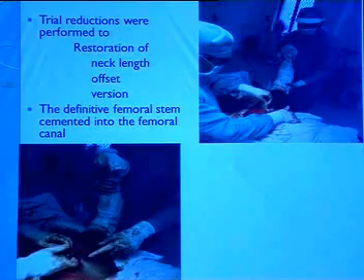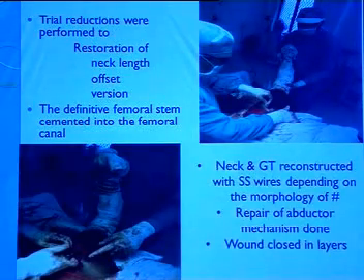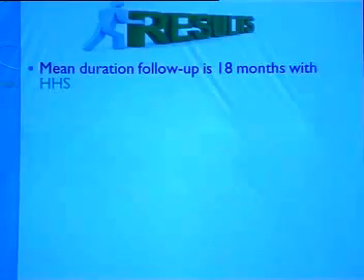The definitive femoral stem is cemented into the femoral canal, and the neck and greater trochanter are reconstructed with SS wires, depending upon the morphology of the fracture. The repair of the abductor mechanism is done and the wound is closed in layers.